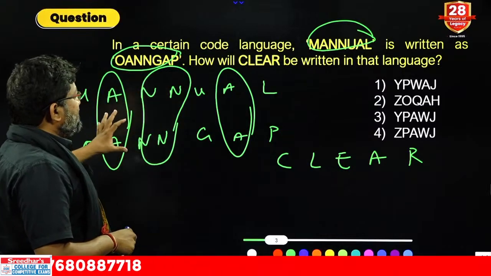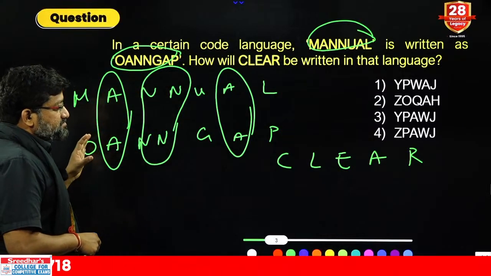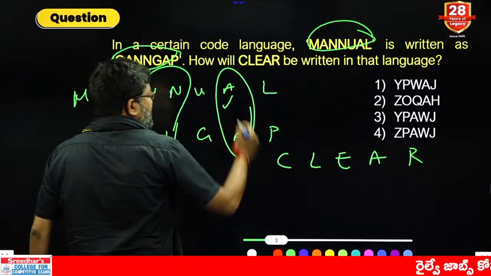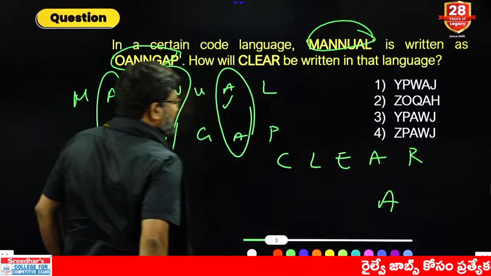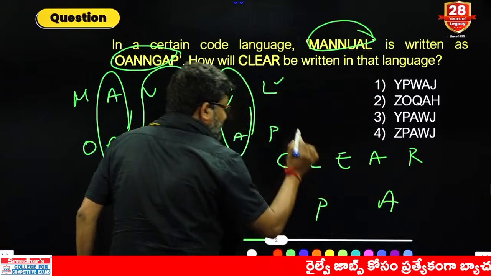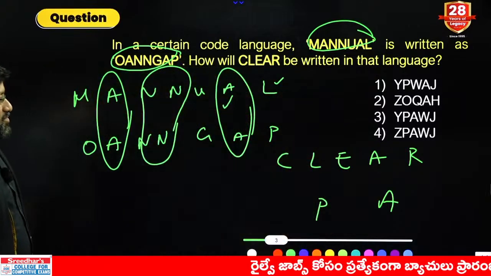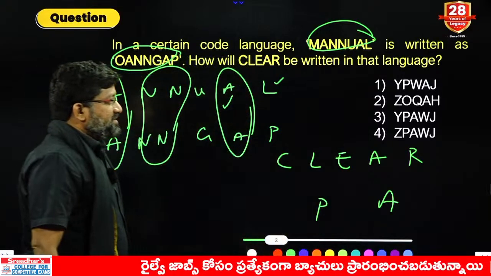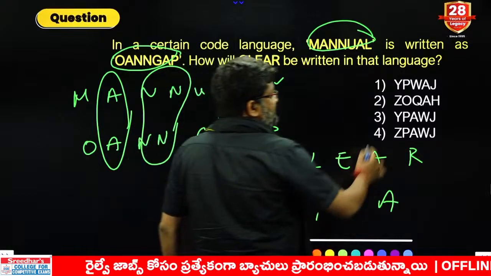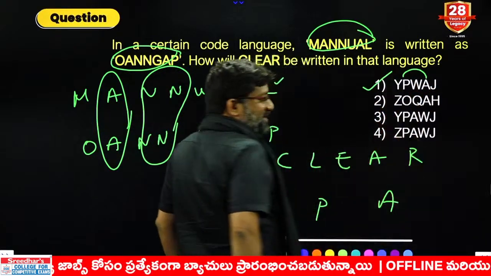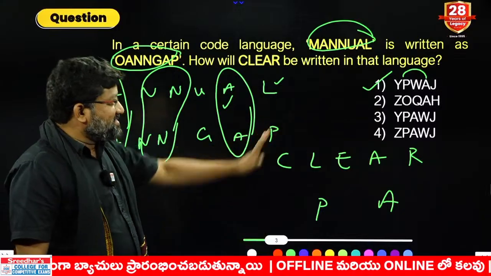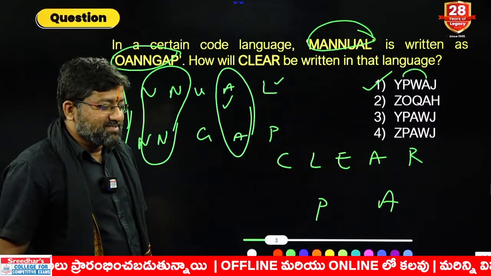So in such cases, sometimes we should try to guess some points. A is repeating, so the code of A must be A. L is repeating, what must be the code? P. Second from left is P, second from right is A. I see only one place and that has to be my answer. And surely it is the answer. But now I'll tell you the exact logic here.